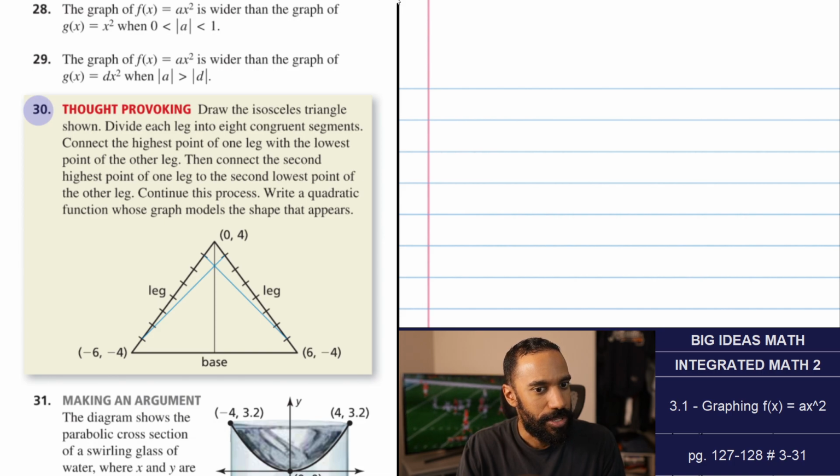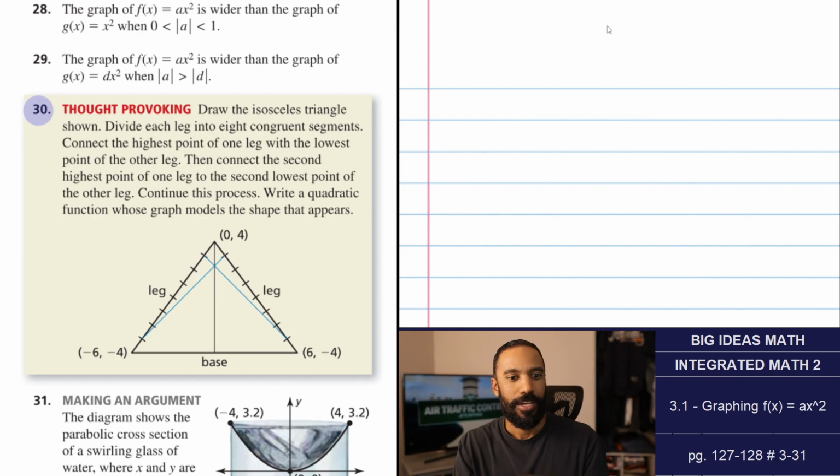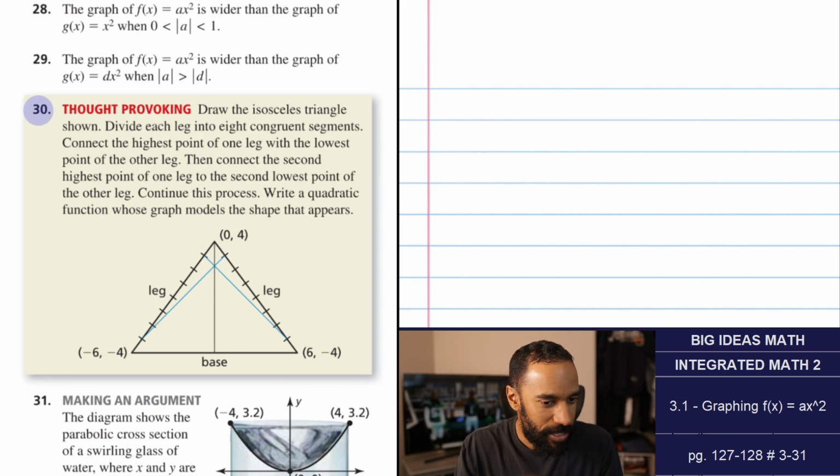I gotcha. To the second lowest point of the other leg. Continuous process. Write a quadratic function. Oh, cool. So, okay. All right, check this out.